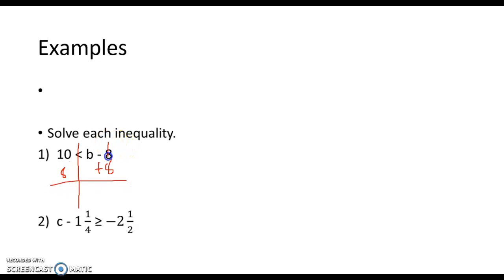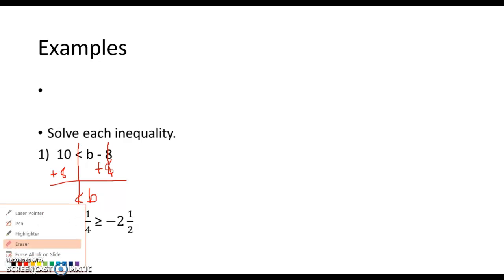Those will cancel over here, leaving me b. Include my inequality sign, which is a less than sign. And then we are going to add those two together. Probably should put my plus sign in there to get, sorry, let me fix that. To get a value of 18.